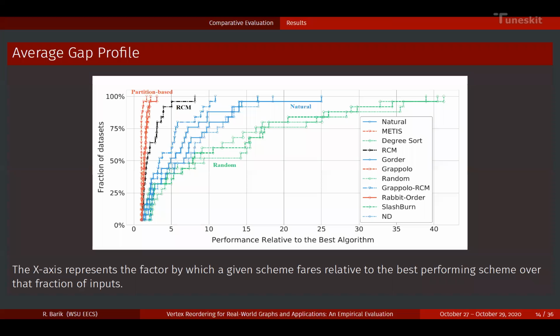The way to interpret this plot is that the y-axis shows a fraction of 25 input data sets, while the x-axis shows the factor by which one scheme fares with respect to the best. For example, G-order, shown as the second solid blue line, does 5 times worse than the best, which is metis, shown in dashed red with triangle markers, on 50% of the data sets.